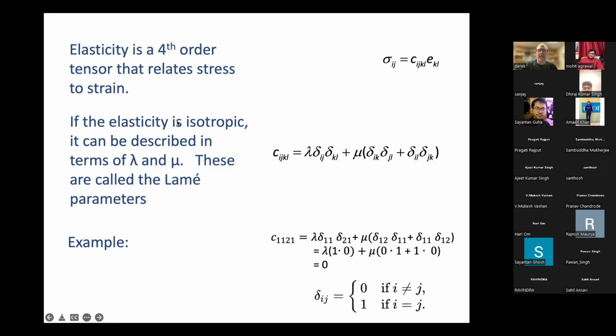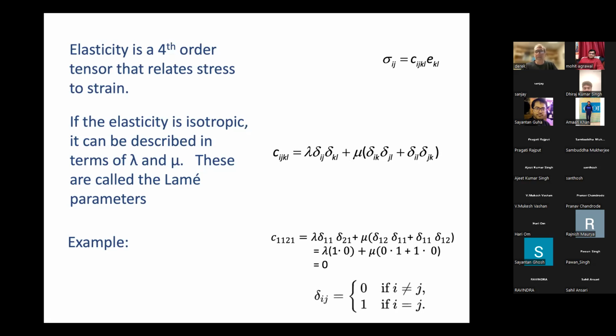However, if the elasticity is isotropic, which means that for our given small chunk of matter, no matter what direction the elasticity is the same, then the elasticity tensor can be described in terms of lambda and mu.